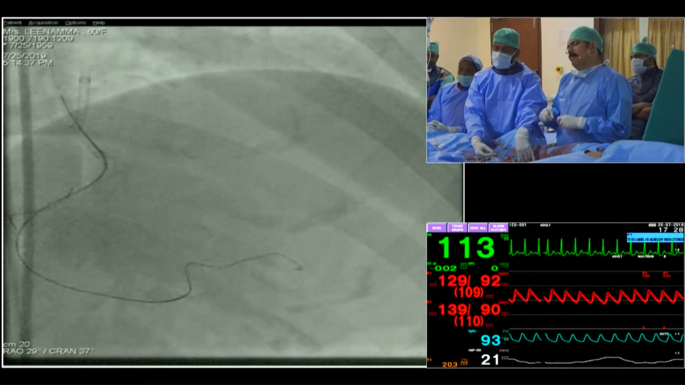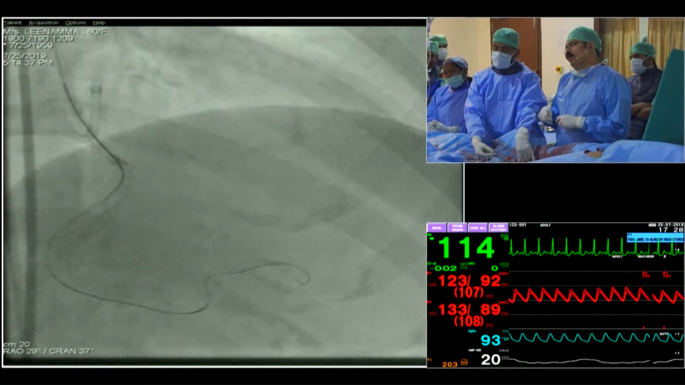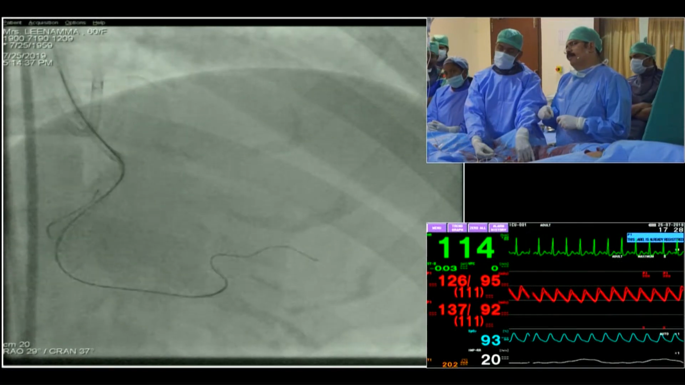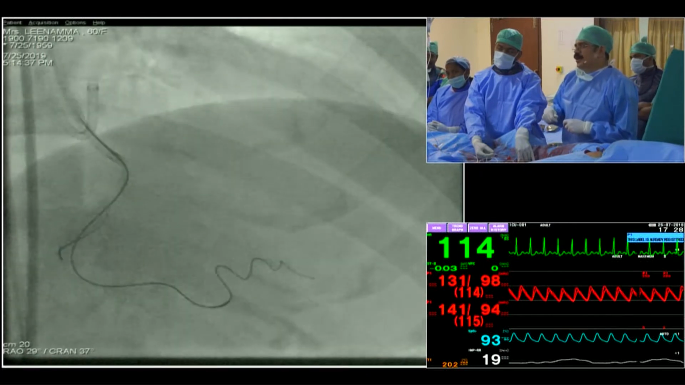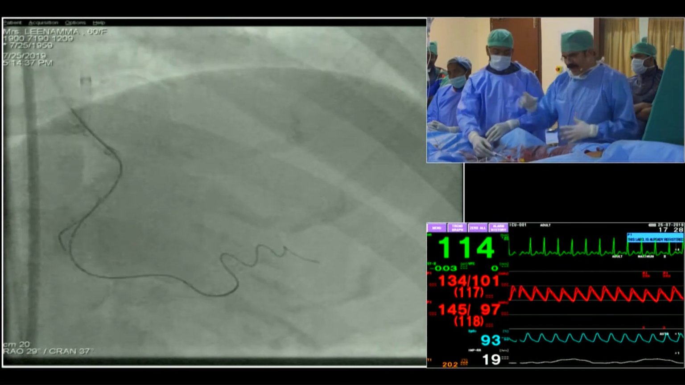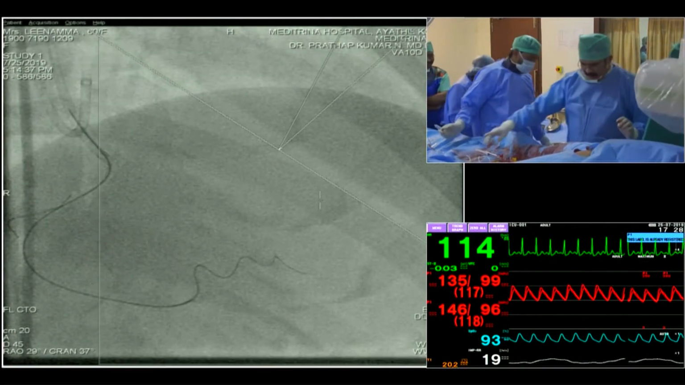Normally, many of us who are not that comfortable with retrograde would try antegrade and then go retrograde if one fails. You are doing the reverse. CTO specialist. No, I'll try antegrade. Can you just give me a wire? Now I'll go to the antegrade.